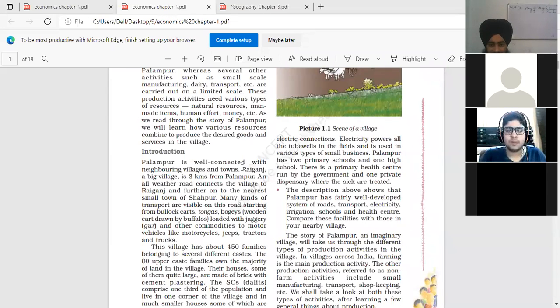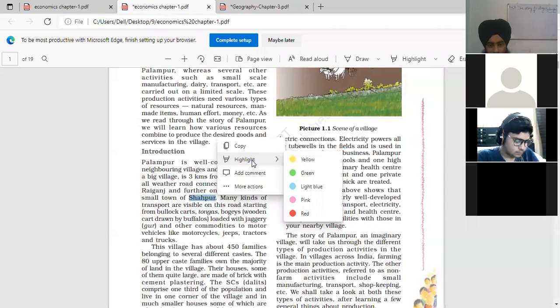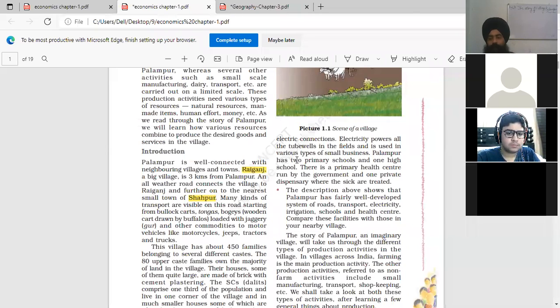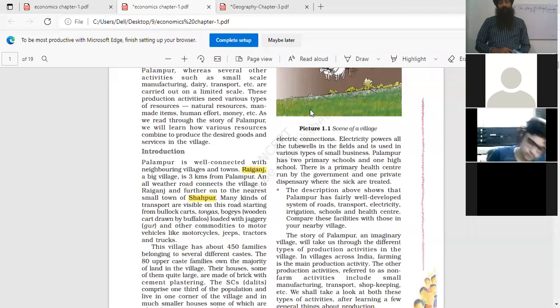That hypothetical village is adjacent to two large villages, one is Raiganj and the second is Shahpur. Such facts may be asked in the form of MCQs. Under the influence of Raiganj and Shahpur, Palampur developed. How? Smaller settlements which developed around 40-50 years back, like Nakodar, Phillaur, Duraya, these were smaller towns, but now they are developing under the influence of Jalandhar and Ludhiana. Similarly, under the influence of Raiganj and Shahpur, Palampur developed.